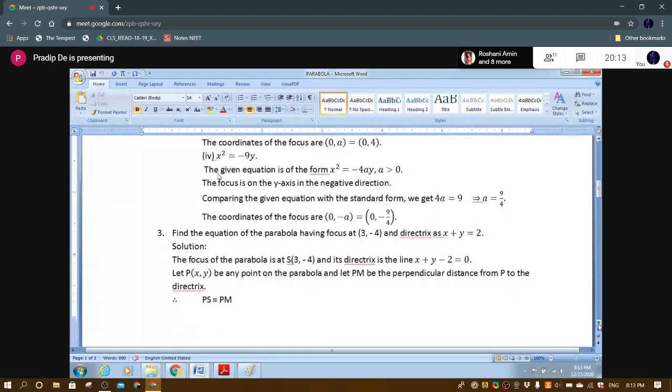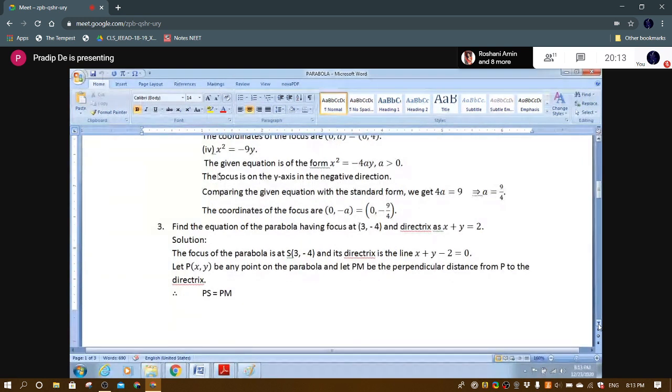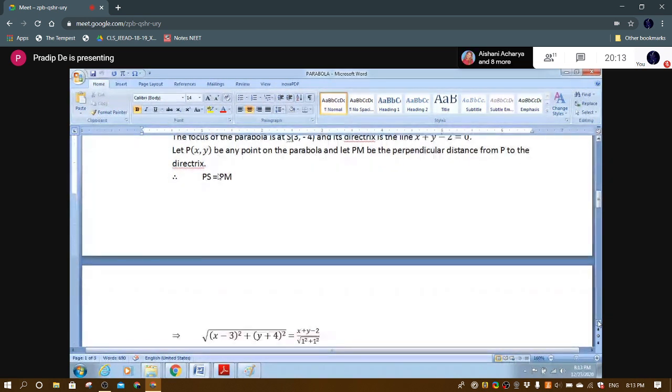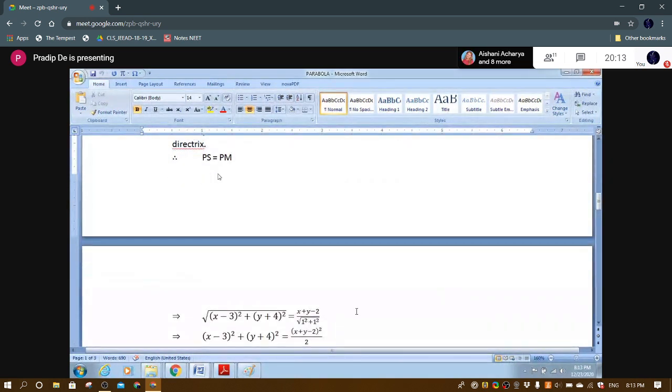Using that formula, the distance of the point P(x, y) from this straight line, x1 is x, y1 is y. So PM will be x plus y minus 2 divided by square root of a square, that is 1 square, plus b square, that is again 1 square. Is it okay? Understood? Yes, you may put this within modulus.